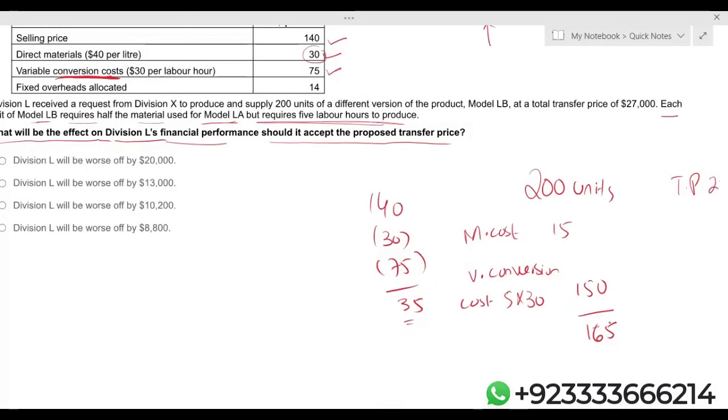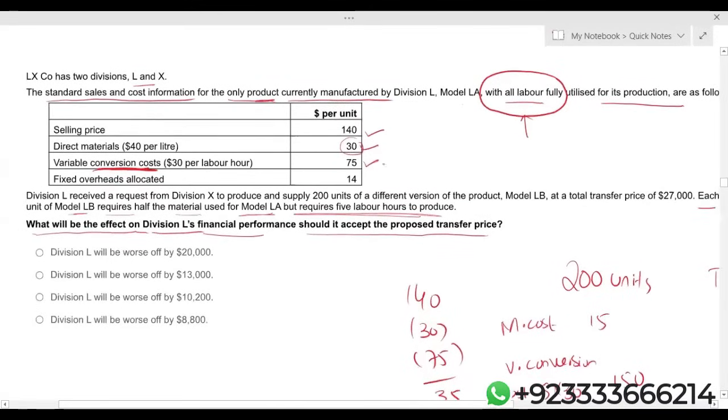Already our workers are fully busy with model LA. Producing 200 units of model LB means we have to stop the existing work where we are generating a contribution of 35. And don't forget, the problem is with the labor hours. Now listen carefully. Right now, 75 divided by 30. In model LA, how many labor hours?